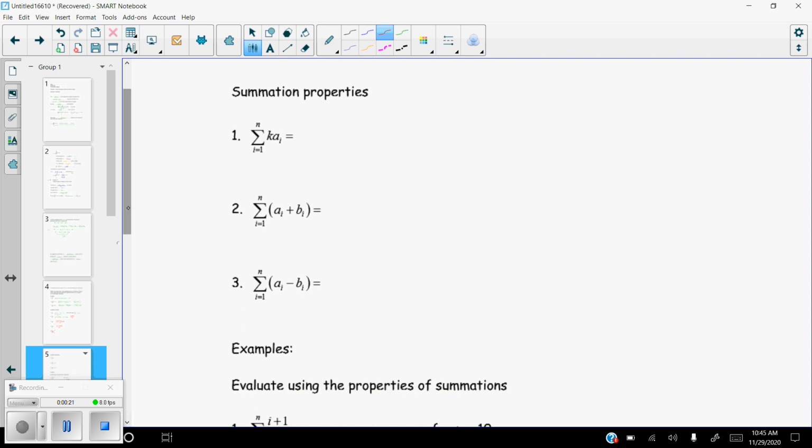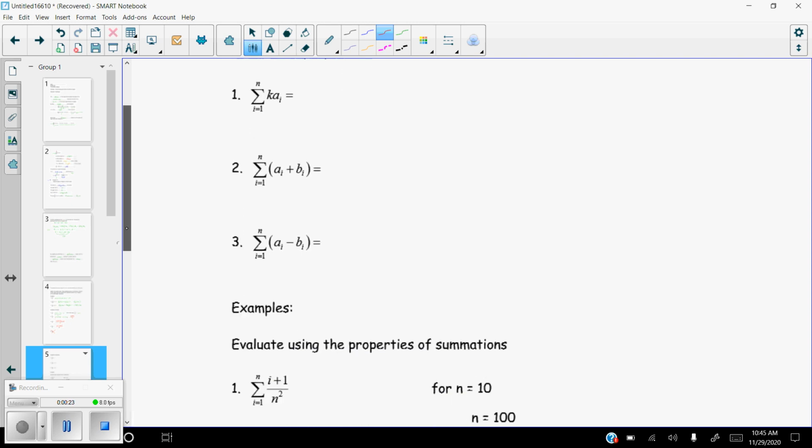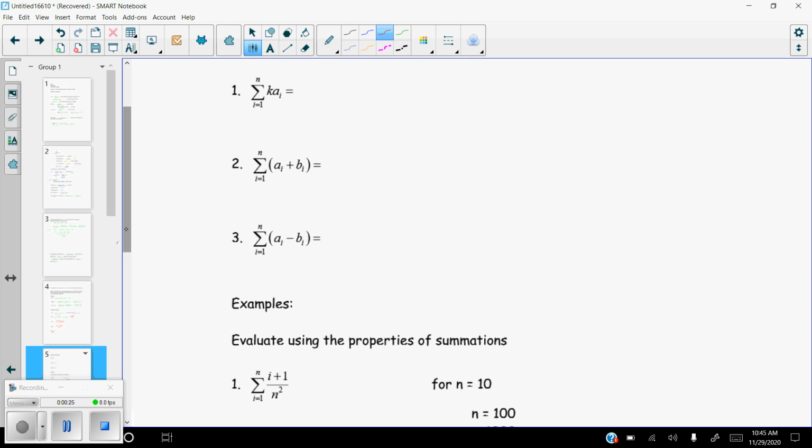It works kind of the same way that limit properties and derivative properties do, such as the first one. If I have the sum as i goes from 1 to n of k times a sub i, k is a constant, I can pull that constant out to the front of the sum and then take the sum of a sub i and then multiply the k in later if I need to and/or want to. And sometimes that might be beneficial.